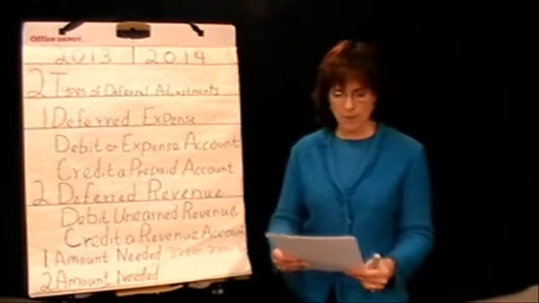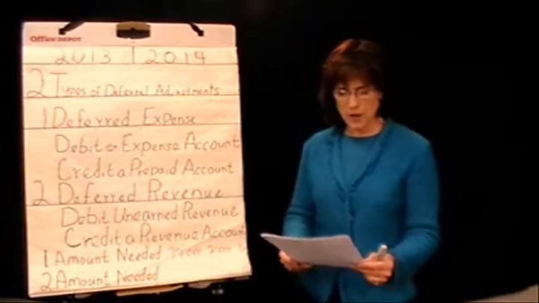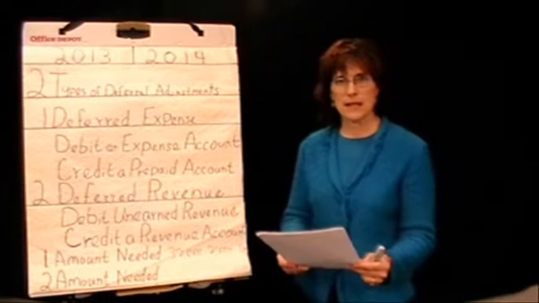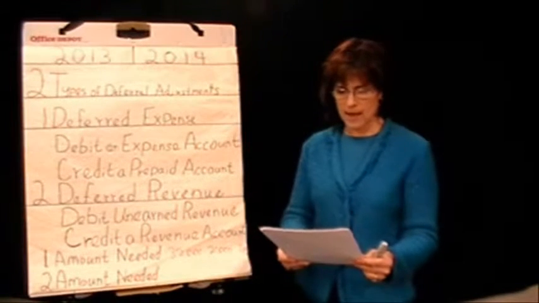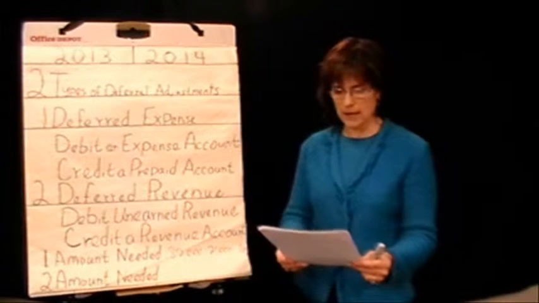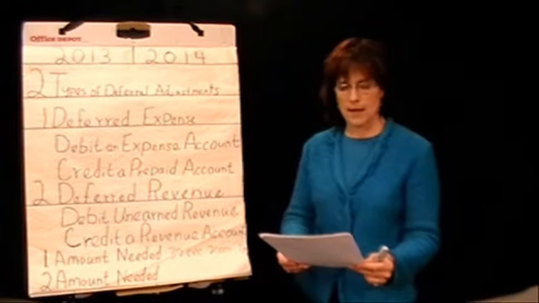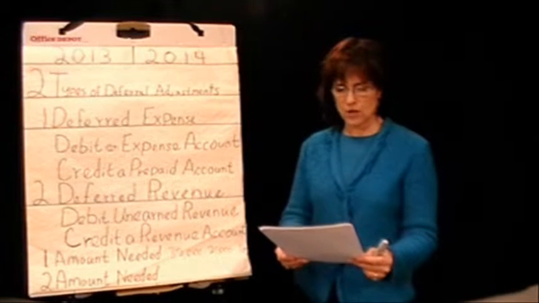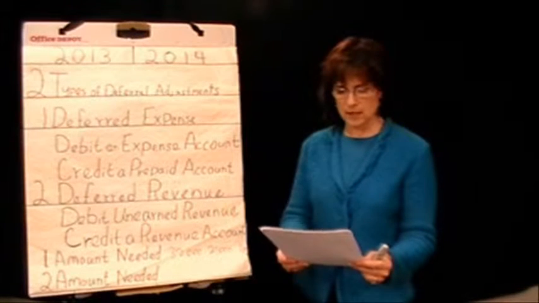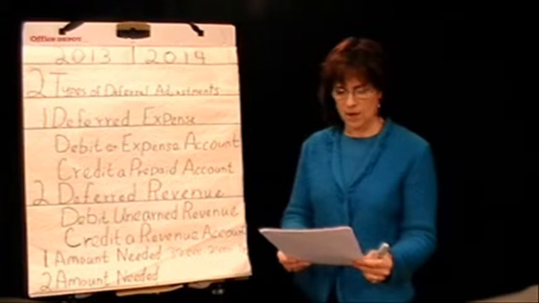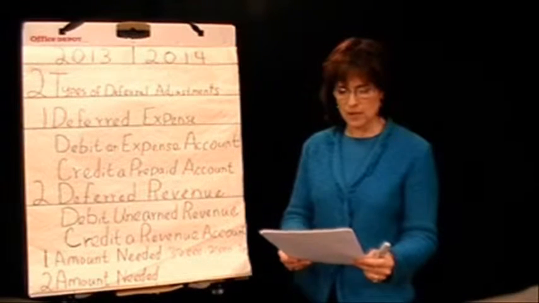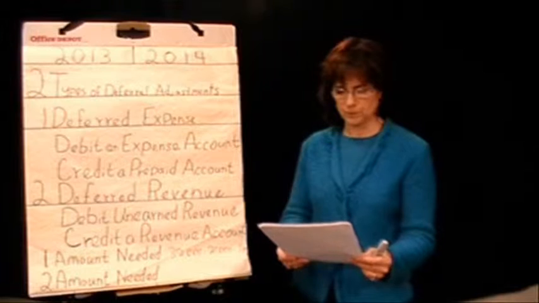Okay, and the second problem given here, on your handout it says the prepaid insurance account had a balance of $19,000 at the beginning of the year. The account was increased by $6,000 for premiums paid on policies during the year. It says determine the adjustment required at the end of the year for each of the following independent situations. Okay, we're determining the adjustment required. So some type of adjustment is required.